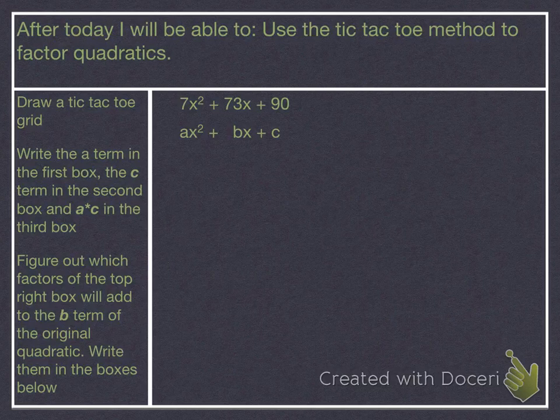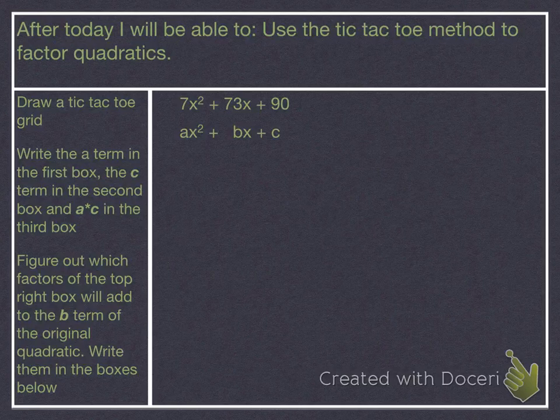Now, you have to be used to saying A, B, and C for quadratics. In this case, A is 7, B is 73, and C is 90. I purposely chose one with pain-in-the-butt numbers so that you could see.